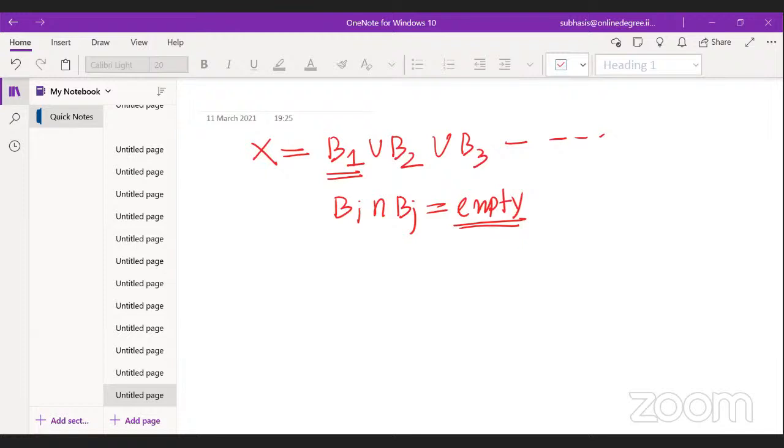So here, that equivalence relation plays a crucial role, because from that only you can say that Bi intersection Bj is empty.